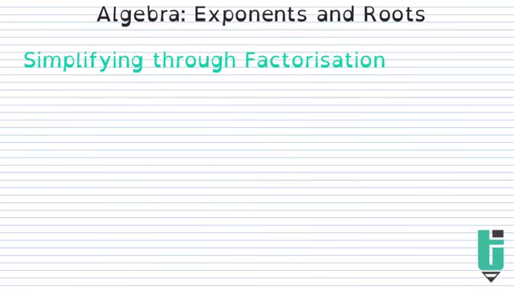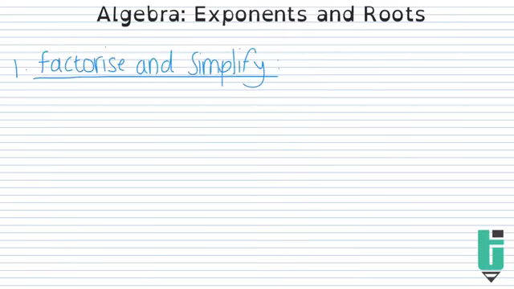So in the previous video, we were looking at simplifying single terms, right? We were only multiplying and dividing. But now we're going to take it a step further and add in some addition and subtraction, which means that essentially we'll have to factorize to simplify. Okay, so once again, let's look at some examples.